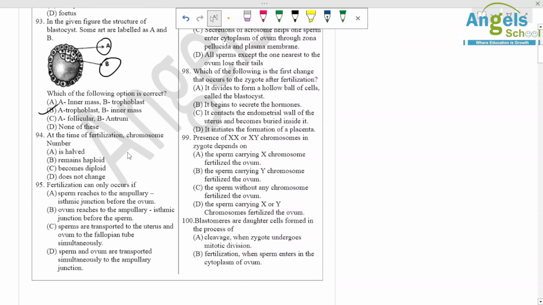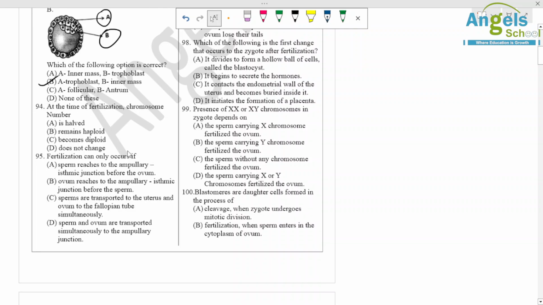In question number 94, at the time of fertilization, the chromosome number becomes diploid, okay, because n chromosomes come from the sperm cell and n from the ovum, so it becomes 2n, so it becomes diploid. So answer C is correct.